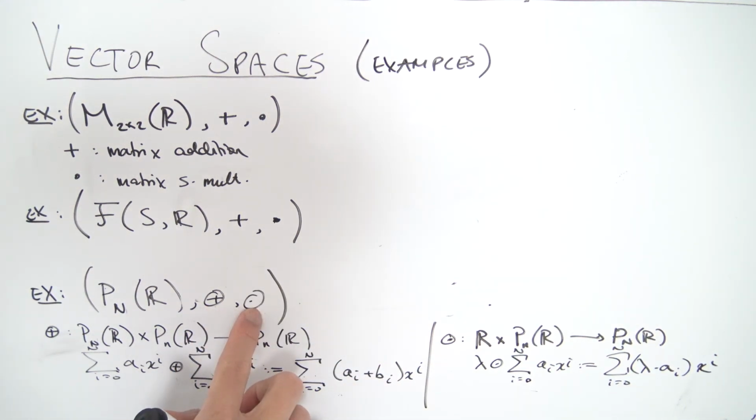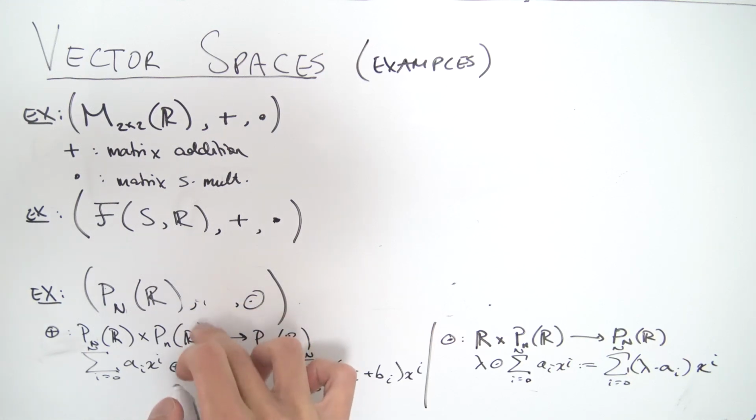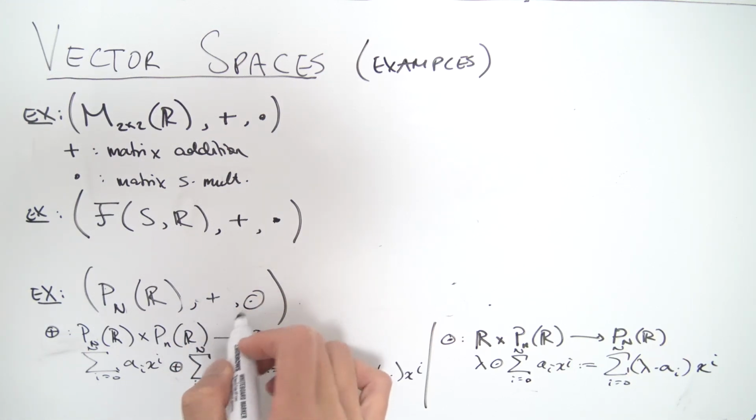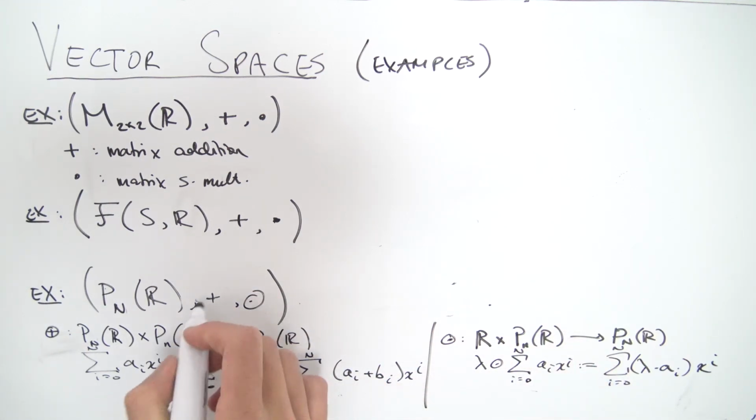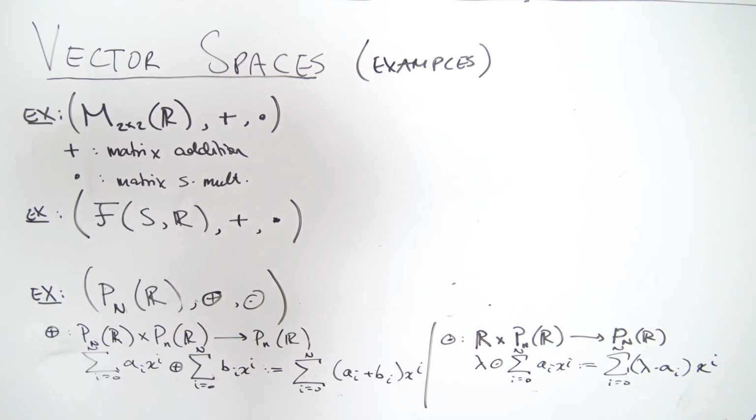And again, you don't need to put these circles on the plus and scalar multiplication. They're just there to distinguish from the operations on the real numbers. So if you don't like the circles, you can get rid of them, but because I have them in the definition everywhere, I'll just leave them there. So these are some examples of vector spaces. Why are they vector spaces? Well, because they're sets with additional operations which satisfy all the vector space axioms, which means they're vector spaces.